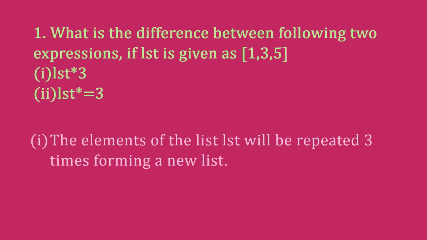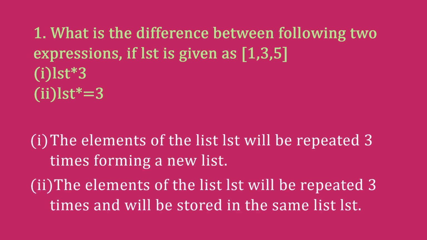So in both the cases, the elements of the list LST will be repeated 3 times, forming a new list. But in the second case, the new list will be stored in the same list LST. That is the difference between these two expressions.